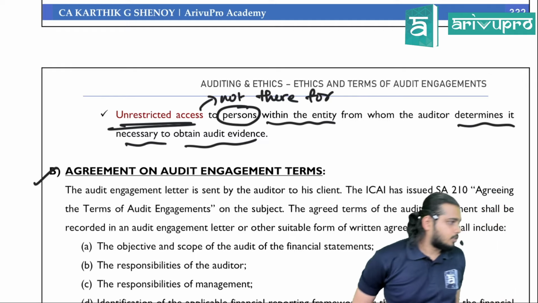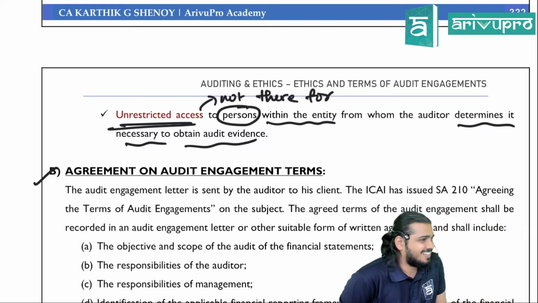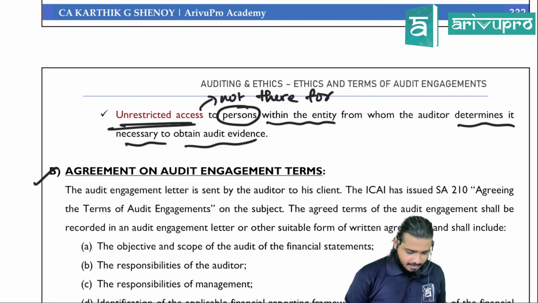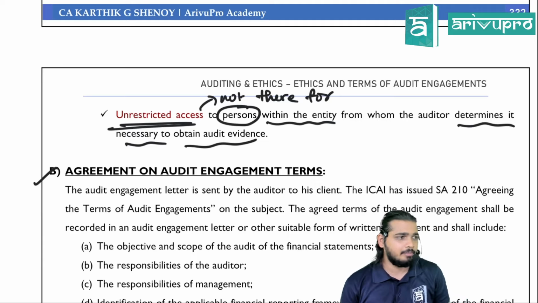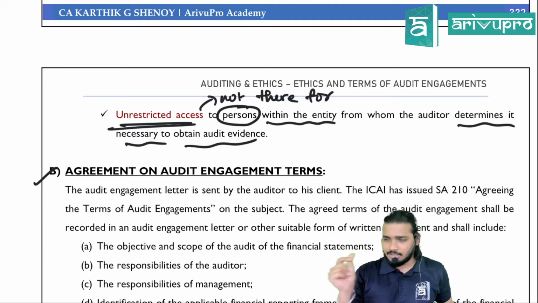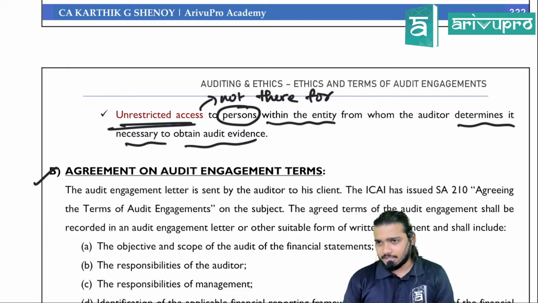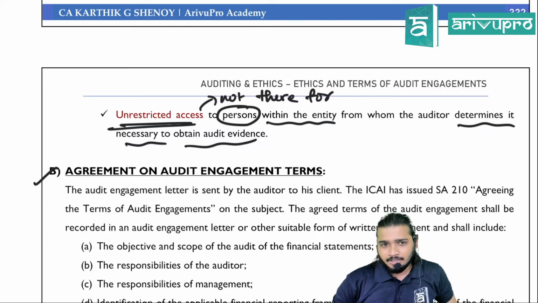If I ask such mind game questions, what if the client stops contacting me for audit, sir? That year's audit, at least you will be getting, no? Okay, good question. Listen. If I play such mind games, the student is asking, what if I don't get my client next year?